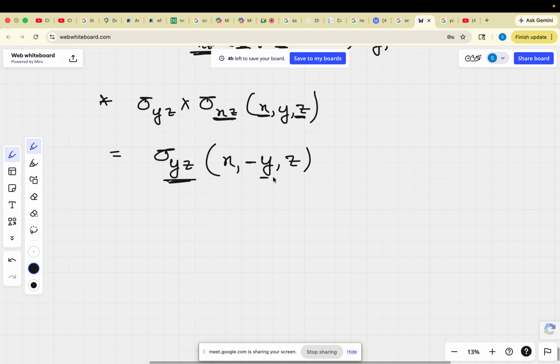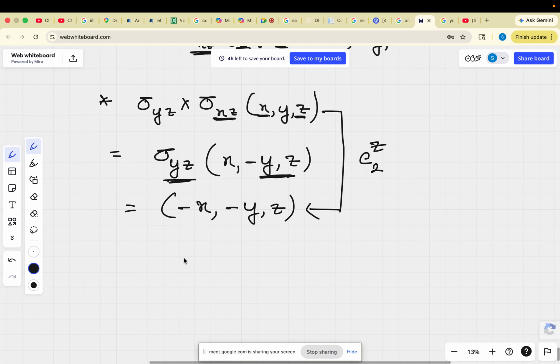Now yz, so that means no need to change along yz, just change along x, so you will get minus x, minus y z. How can you get this minus y z from x y z? If you apply which axis? C2z. If you apply C2z on your x y z, so along z no need to change, the other two you will change, so you will get minus x minus y z. If you have sigma, you will get 1 minus. If you have C2, you will get 2 minus. Clear?